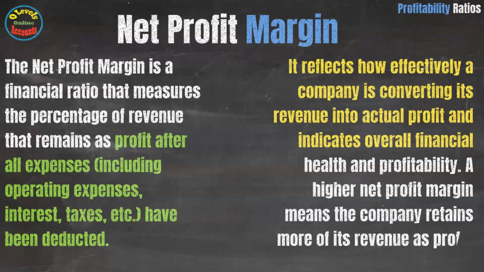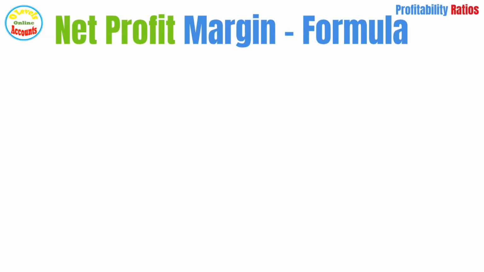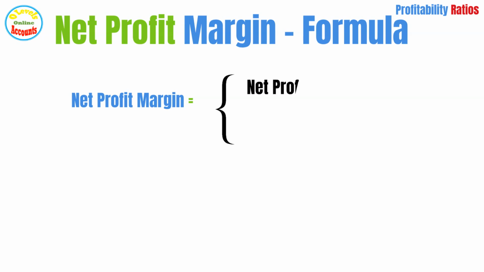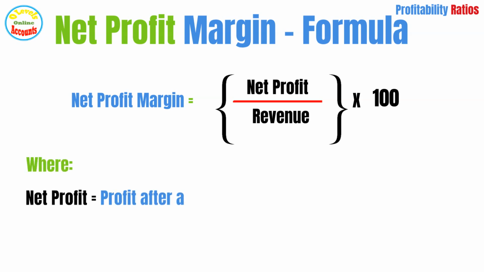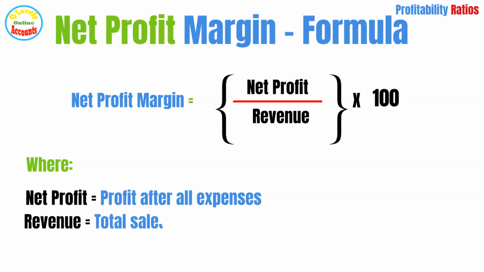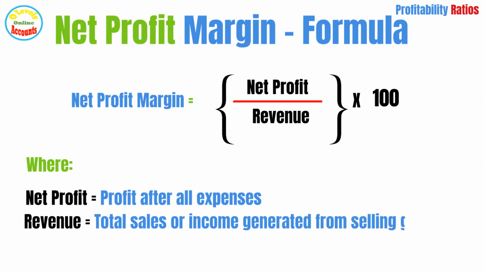Let's check its formula. The formula for net profit margin is as under. Net profit margin is equal to net profit divided by revenue and multiplied by 100, where net profit is equal to profit after all expenses. Revenue is equal to total sales or income generated from selling goods or services.